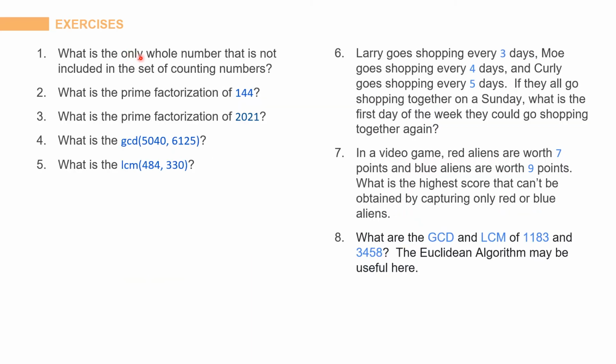Okay, the exercise is pretty straightforward this week. 1: What is the only whole number that is not included in the set of counting numbers? 2: Give you some prime factorization practice, 144, 2021. They love the current year in contests, and this is a tricky one. 3: You might want to use the Euclidean algorithm for this one.